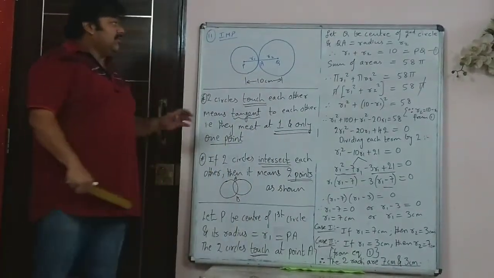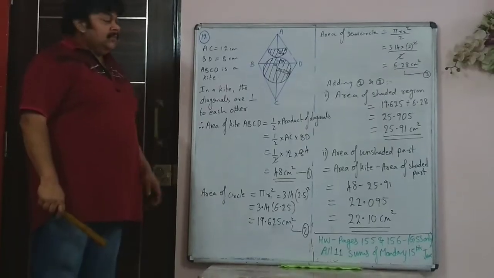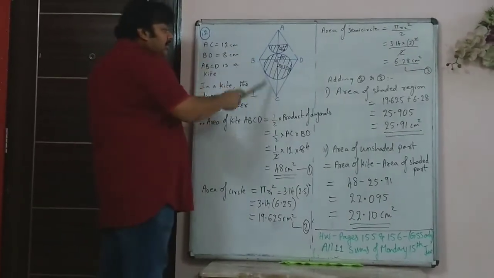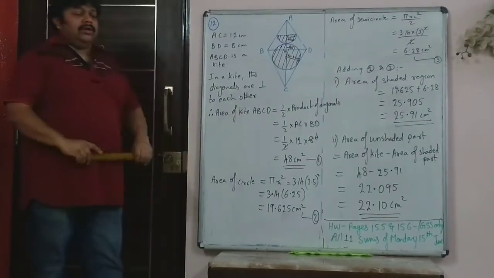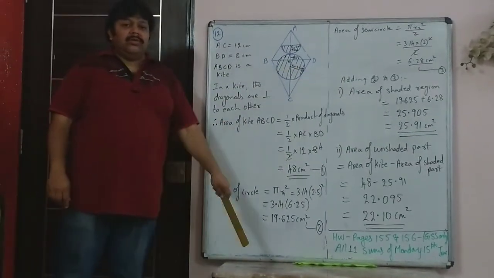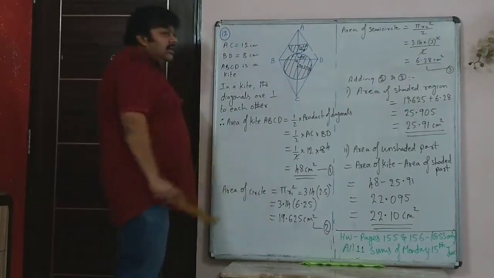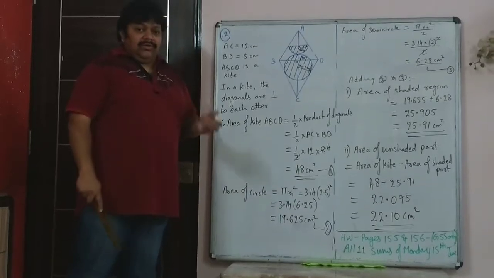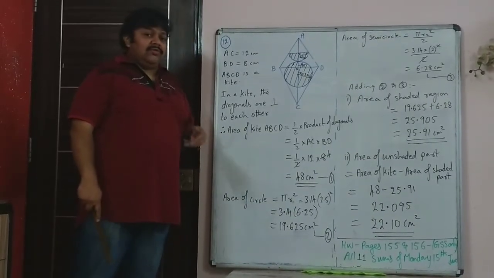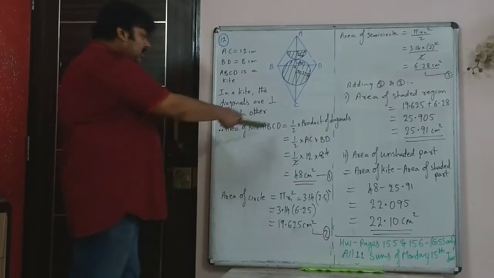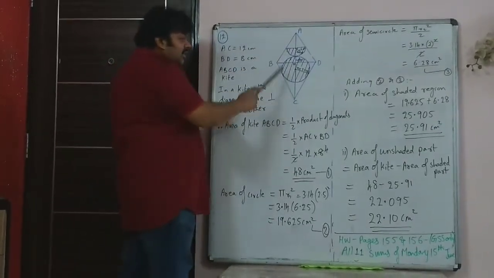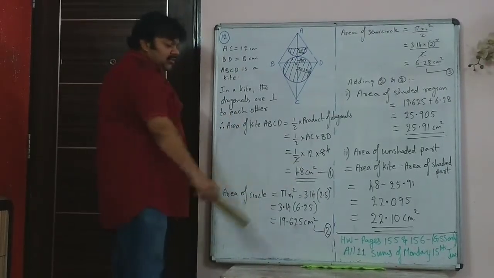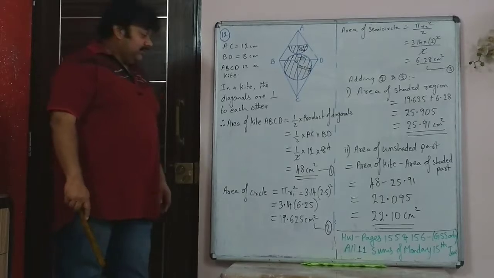We are left with one sum that we will finish now. Now in this sum, that is the 12th sum, I have given you a figure. ABCD is a kite. In a kite, the diagonals are perpendicular to each other. So they meet at 90 degrees. So you know the area of any quadrilateral whose diagonals meet at 90 degrees is half into product of the diagonals. So we can easily find the area of the kite because AC and BD are both given. So it is half into 12 into 8, which is 48 centimeter squared.